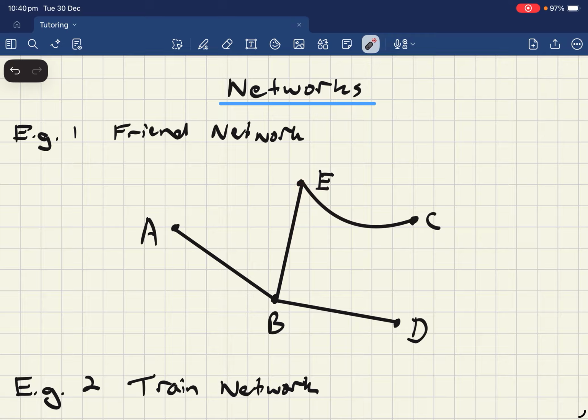With a friend network, you have a connection with another person, right? So you can see A here is connected to B only. We'll leave the terminology for the next video, but person A is connected to person B. They have a connection. They are friends, okay? B, for example, is connected to A, it's connected to D, and it's connected to person E. Person C is just connected to person E. Person D is just connected to person B.